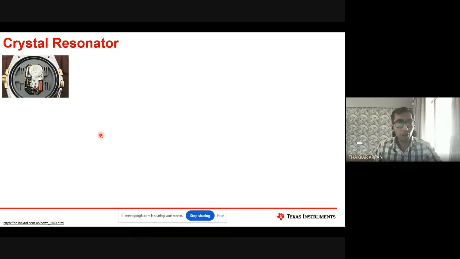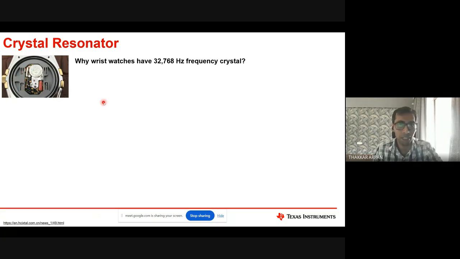Now this picture you would have seen in any wristwatch. I don't know, nowadays you use digital watches, but it's a traditional old-age wristwatch. You can see this is a battery cell, and this cylindrical thing is nothing but a crystal oscillator itself. Our wristwatches also have a crystal oscillator, and if you search on Google, you will find that this kind of cylindrical crystal has a frequency of 32.768 kilohertz.